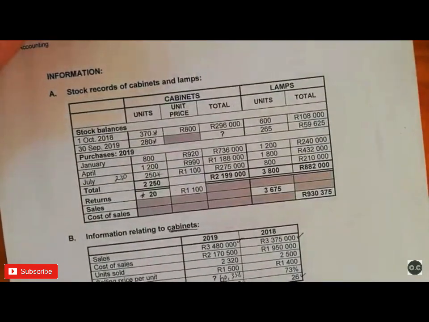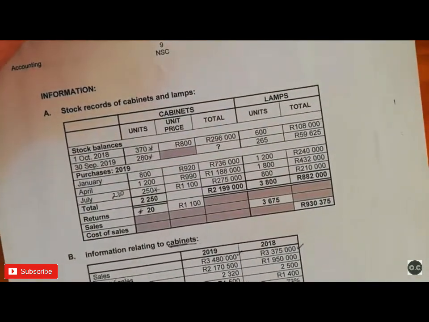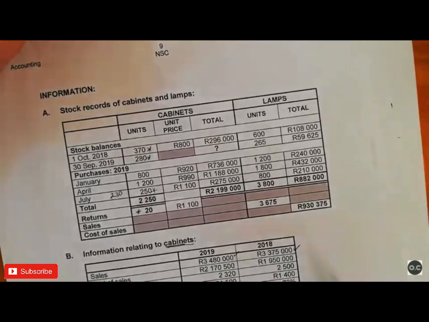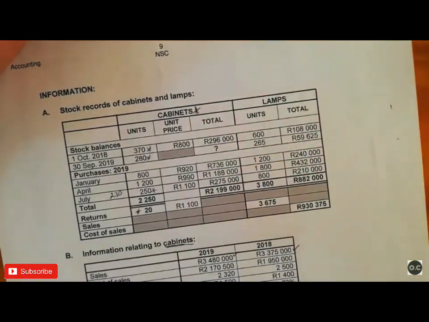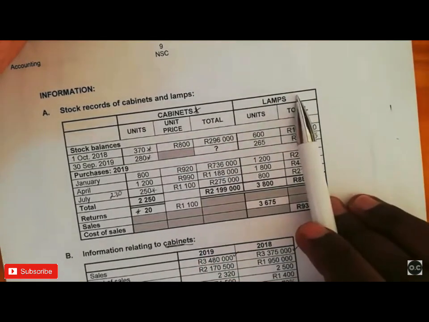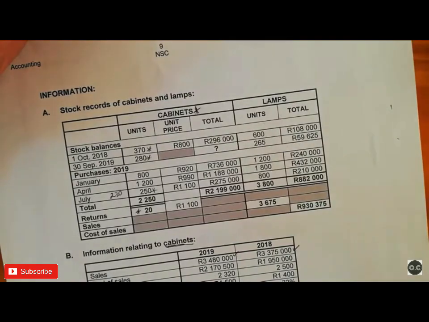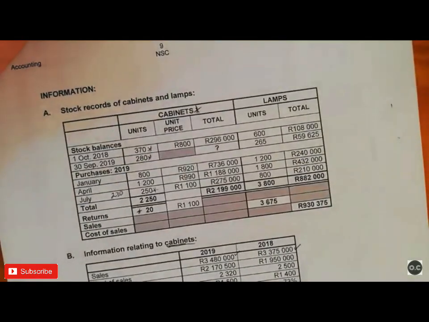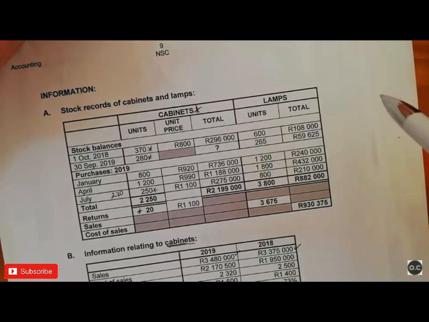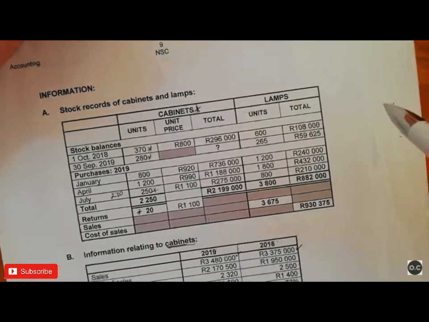So this is the information they would have provided you with. We are looking at cabinets here, so it's key that you mark what you're looking at, otherwise you'll lose information for the other stocks, because they seem to have cabinets and lamps. They deal in hotel supplies, as it's written here. They supply hotels with cabinets and lamps. So we are looking particularly at cabinets because that's where the first in, first out method is applied in this business.